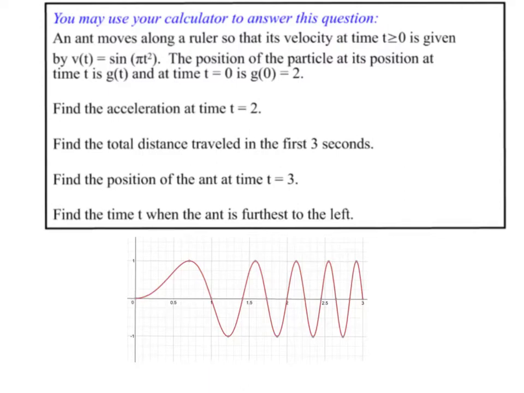All right, this is just a quick reminder of some velocity things, and we're not actually going to calculate all these, but it's worth just reminding us of. An ant moves along a ruler, so its velocity is given by that equation, sine of pi t squared. The position of the particle at time t is g of t; at time t equals 0, g of 0 is 2. So its initial position is 2.